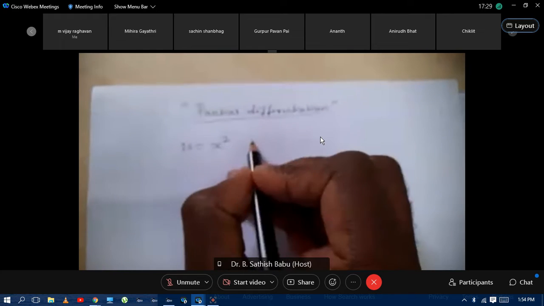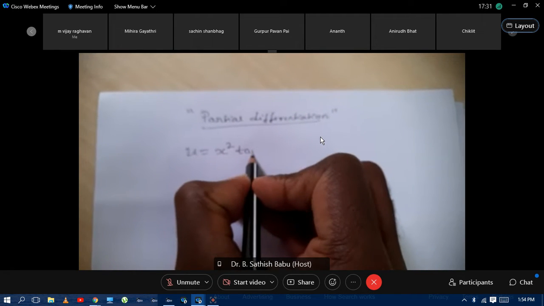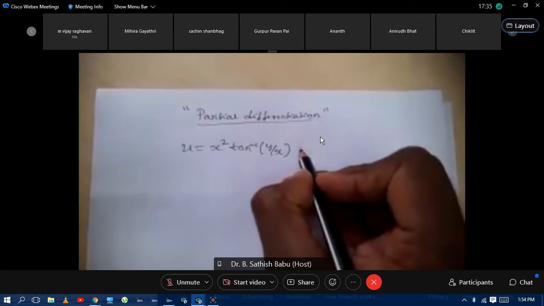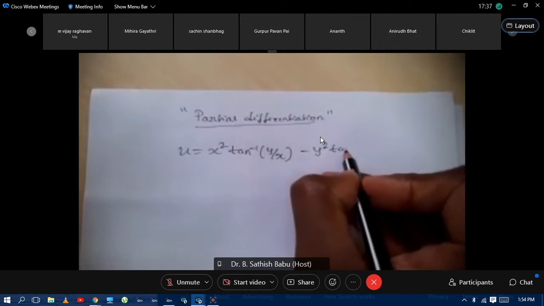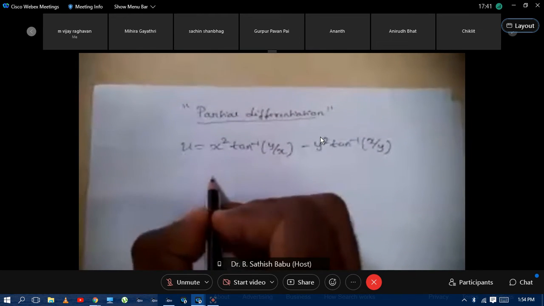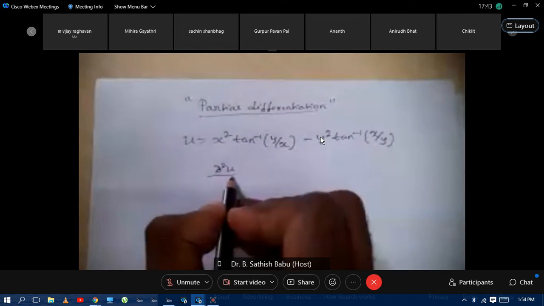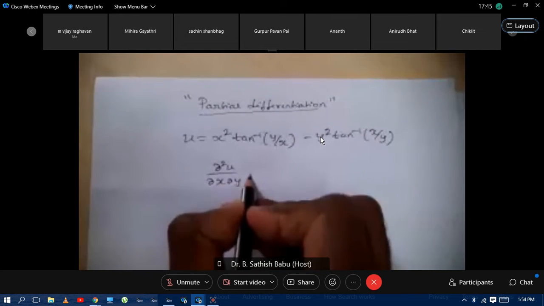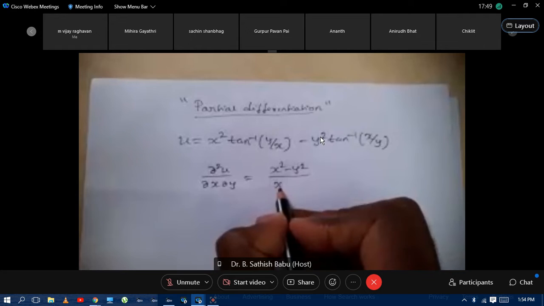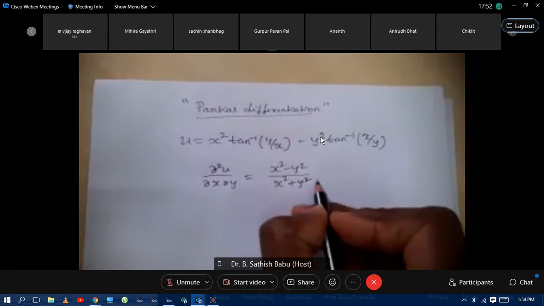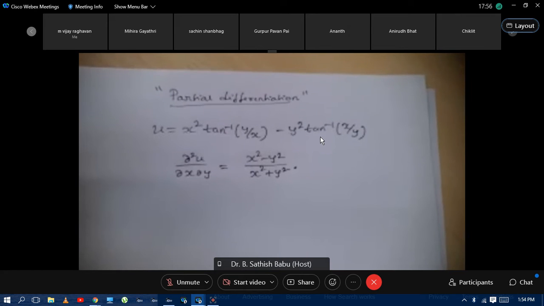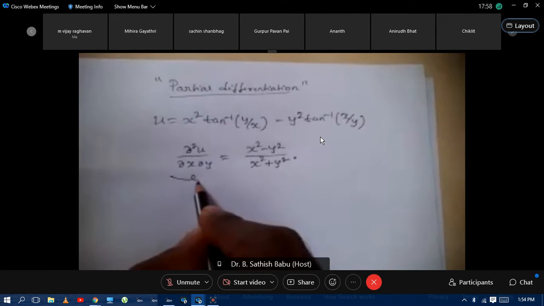Now let me take u is equal to x square into tan inverse of y by x minus y square into tan inverse of x by y. Show that dou square u over dou x dou y will be equal to x square minus y square divided by x square plus y square. This is our question. We need to find the mixed partial derivative. Can I call this a mixed partial derivative?